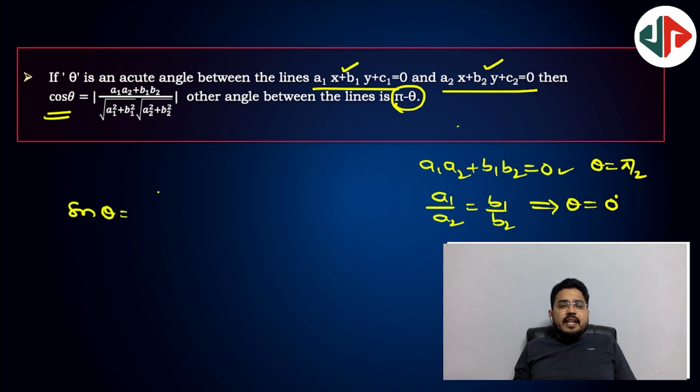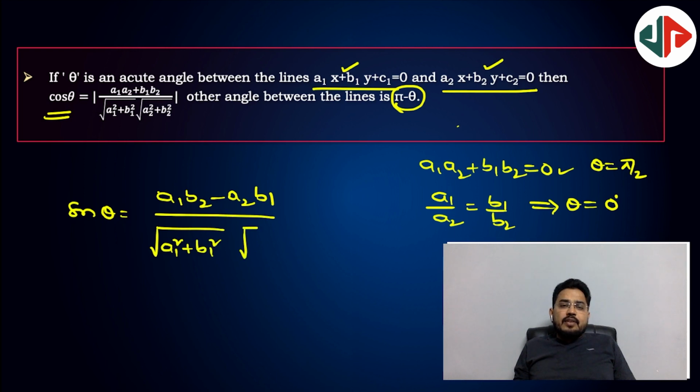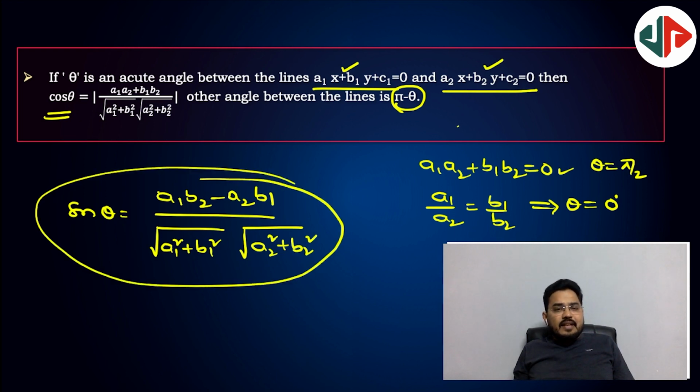Sin theta is equal to A1 B2 minus A2 B1 by root over A1 square plus B1 square into root over A2 square plus B2 square. Okay. So you can take this sin theta value also.